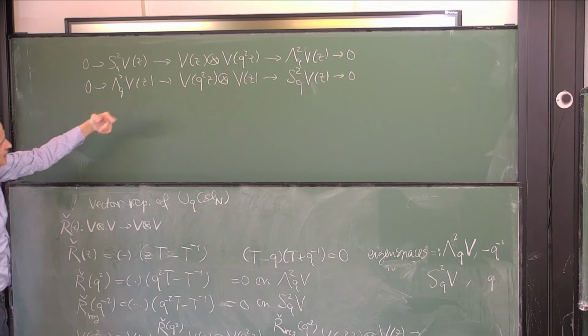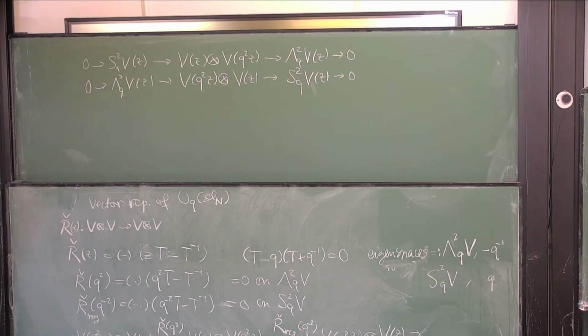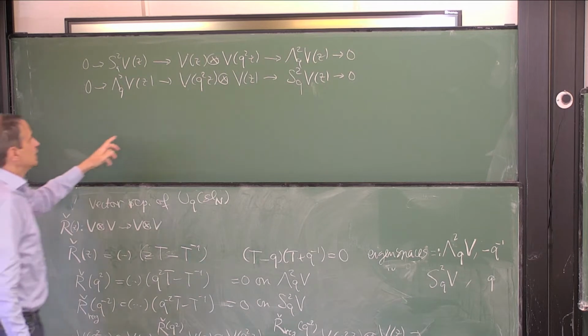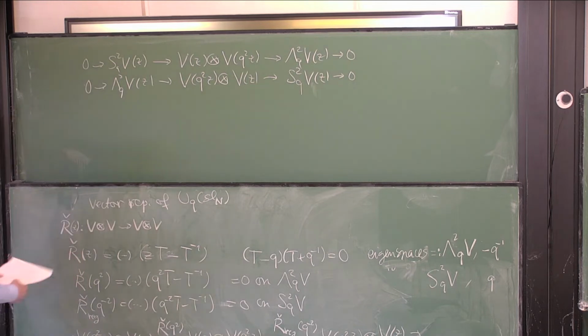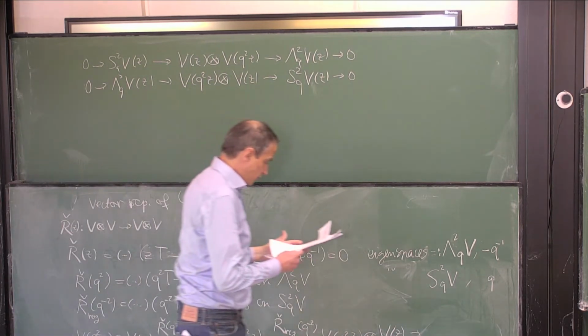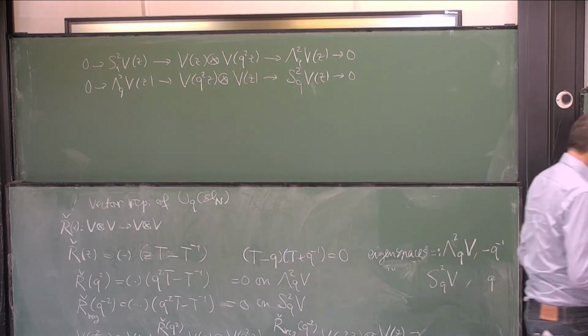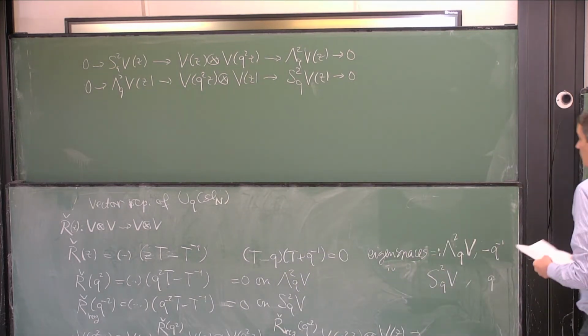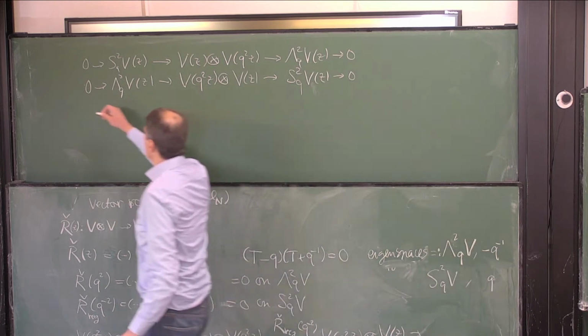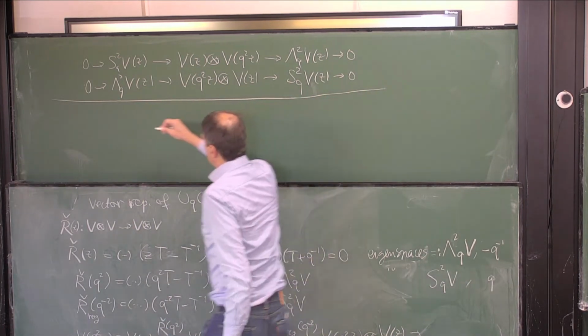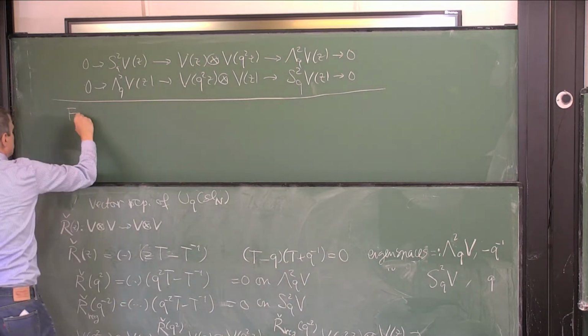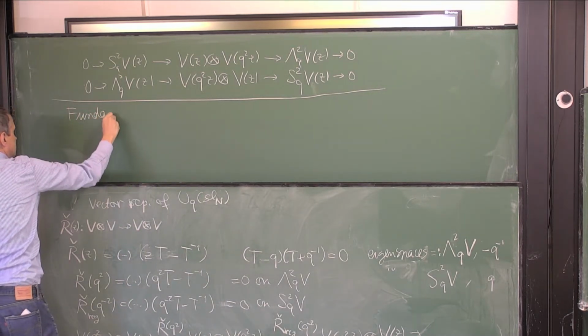Right, and actually these sequences are not split, so the representation is not a direct sum of these two, so the category is not semi-simple. Okay, and now this generalizes actually, and so let me talk about just a few words about fundamental representations.